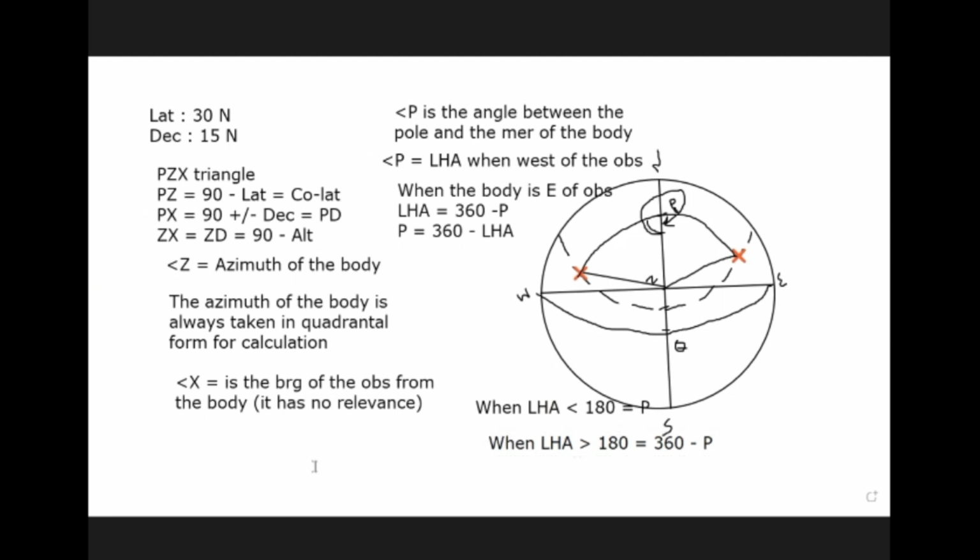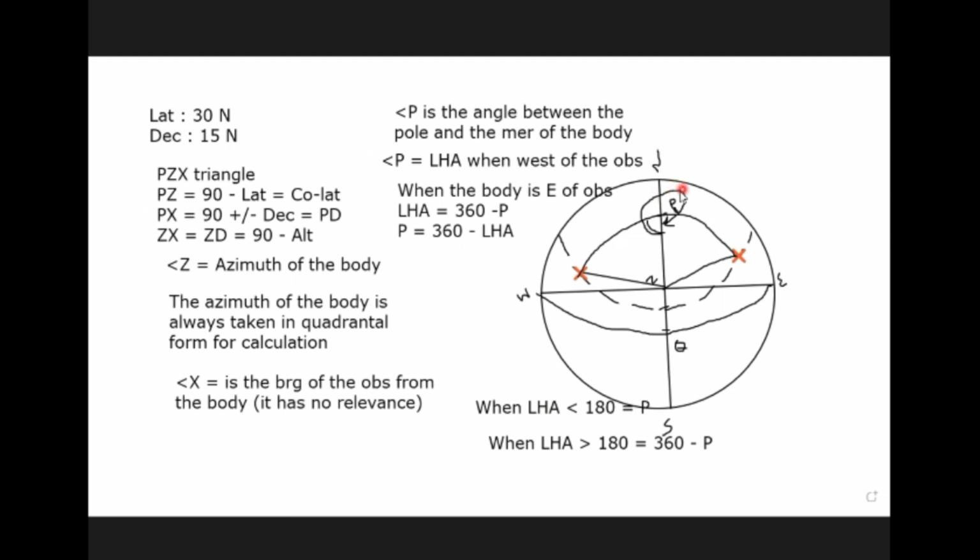Any doubt anybody in this? Sir, last part once repeat please. LHA less than 180, LHA is going from here. It is to the west of the observer, because this is west, as you know. LHA is increasing, it has come to 180. At 180, the body is to the north of the observer, bearing due north. But as it goes further, now it will become to the east.